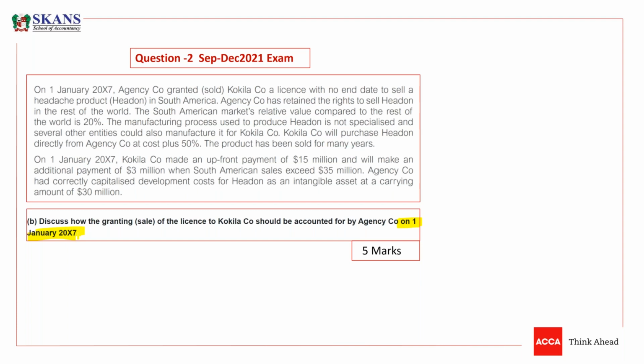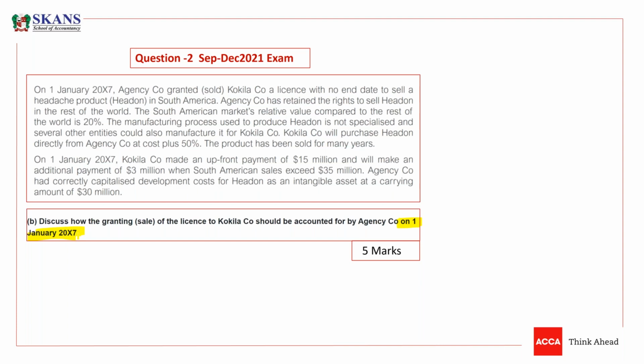The manufacturing process used to produce Head-on is not specialized, and several other entities could also manufacture it for Kokila company. So guys, this is not complex. This is not specialized. It means anyone can produce this medicine. This is not something that only we produce or only we sell. This can be easily produced by anyone.